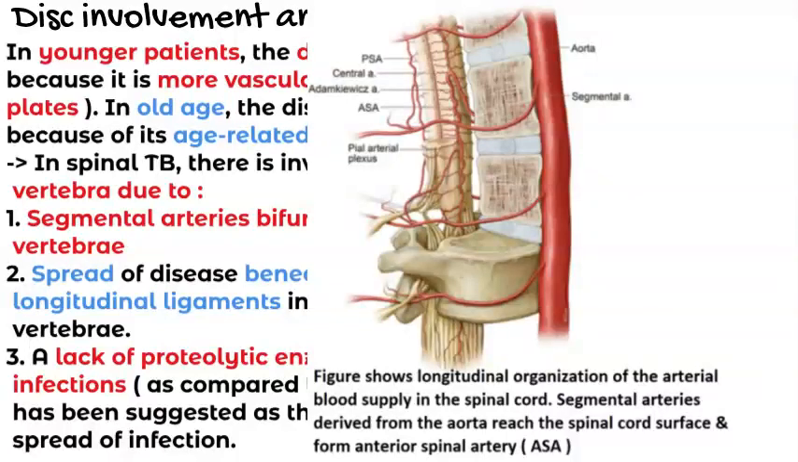This figure shows longitudinal organization of the arterial blood supply in the spinal cord. The segmental arteries derived from the aorta reach the spinal cord surface and form the anterior spinal artery, ASA. There is also an artery of Adamkiewicz, the pial artery plexus, the segmental artery, and in front then is the abdominal aorta.